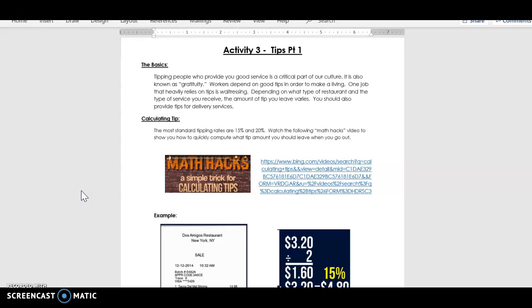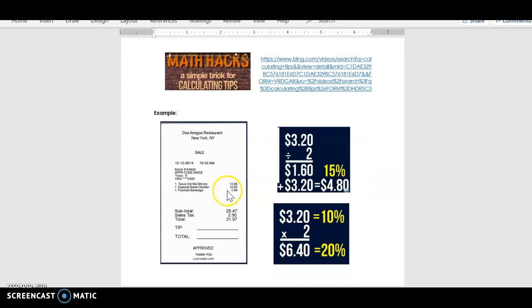So I did provide a math hacks video for you to watch that reviews how you quickly compute what tip amount you should leave when you go out if you're looking at that 15 to 20% base range. Now, again, this is just one method you can use. There's multiple ways you could do it, but this is just a simple trick to calculating tips. So let's go over this example here at the bottom. And again, this is provided in the goal task for you. So in addition to this video, watch the math hacks video again, but I'll explain it to you so that you can get a feel for what I'm talking about.